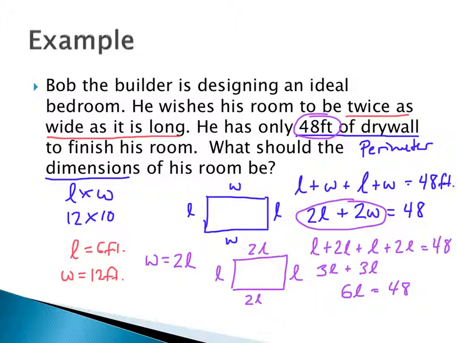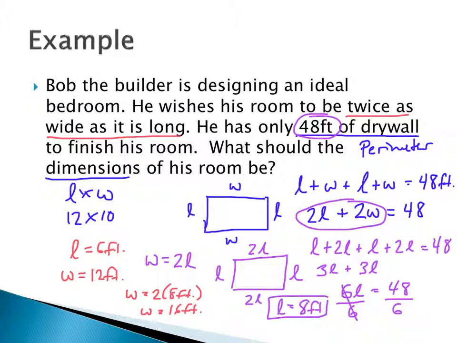Then, this is a lot easier. Now we can solve for L. If I'm multiplying by 6, the way to get rid of it is divide by 6 on each side, and then I'll get L is 48 divided by 6, which is going to equal 8 feet. So that's my length. And if my length is 8 feet, what we know then is that Bob wishes his width to be twice the length. So here the width will be 2 times 8 feet, which tells me that the width of his room is going to be 16 feet. So then his dimensions, length times width, would be 8 by 16.